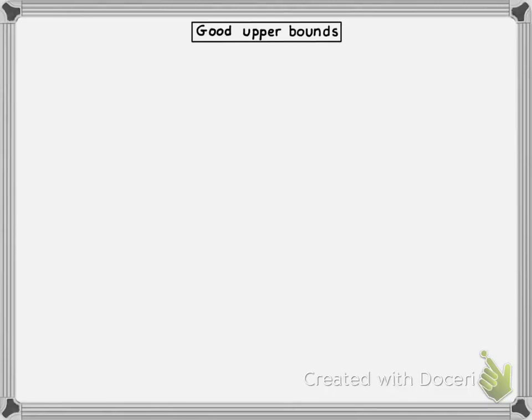Welcome back. In previous segments, we have determined whether a particular big O relationship is true or false. Now in this segment, we're going to tackle a slightly different problem, which is, given a function, can we find a good upper bound for it? Now, what do we mean by a good upper bound?